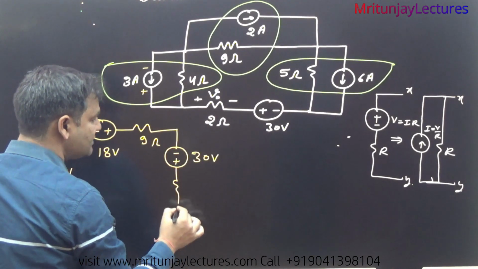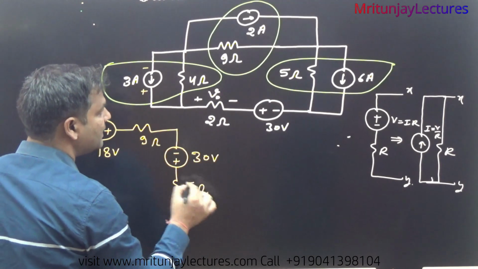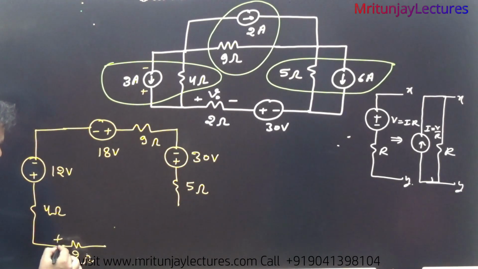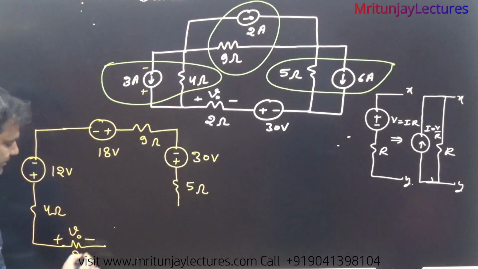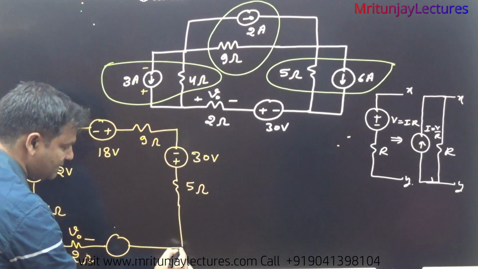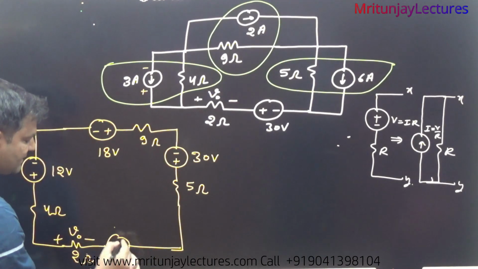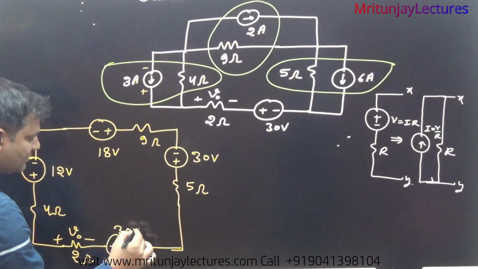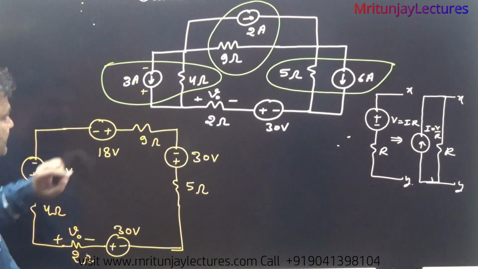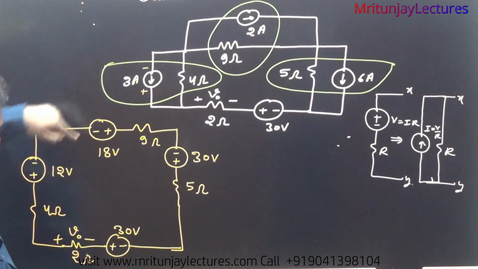And that one is how much? 5 ohm. Okay, and that one is 2 ohm, and here plus minus V0. Okay, and that one is plus minus, that is how much? 30 volt. Okay, clear or not? Recheck again. Current and polarity, so plus minus.